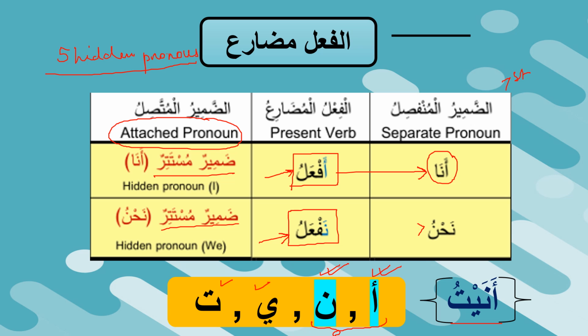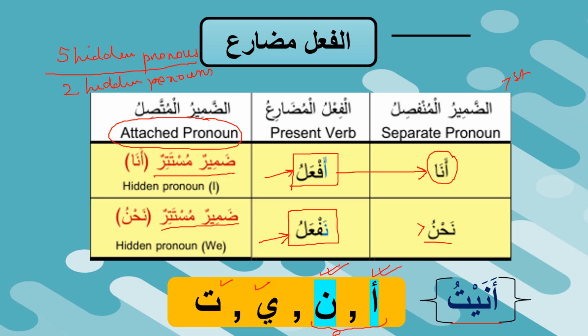What about the past tense? In past tense we have only 2 hidden pronouns. And what are they? They are huwa and hiya. But now we are doing the present tense. So the first hidden pronoun is in the mutakallim group, ana, and the second hidden pronoun in the mutakallim group itself is the nahnu. So we have 2 hidden pronouns in the mutakallim group.